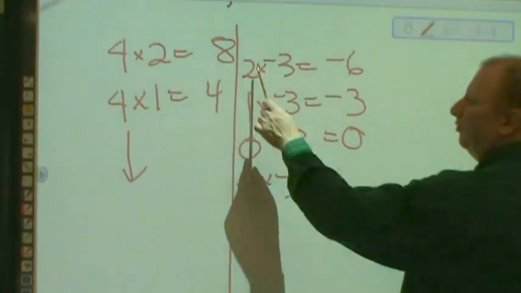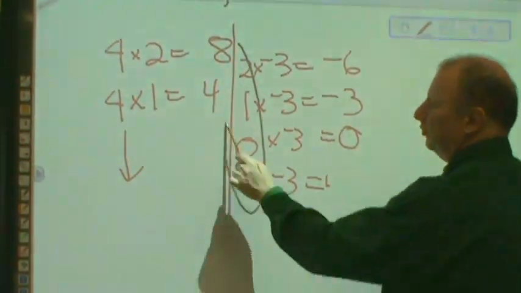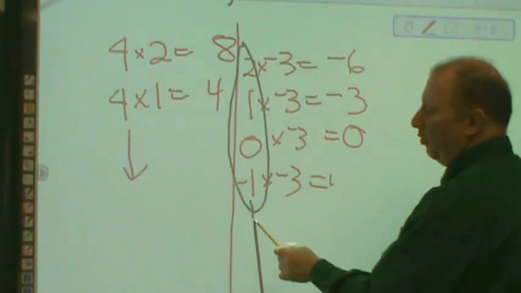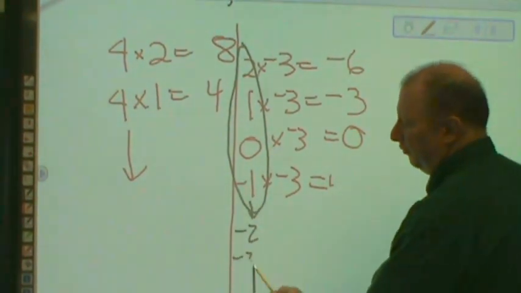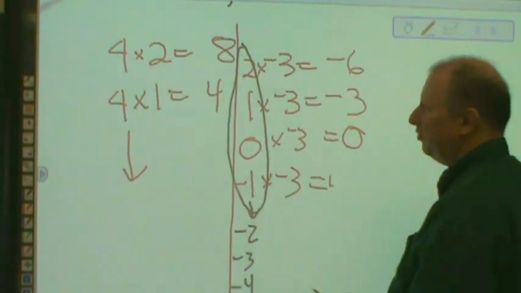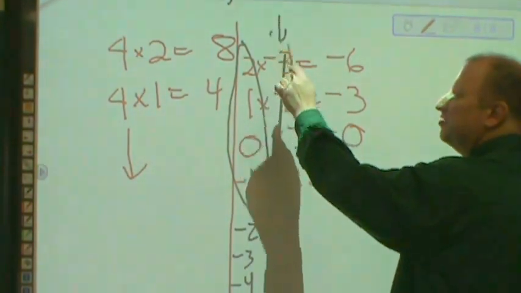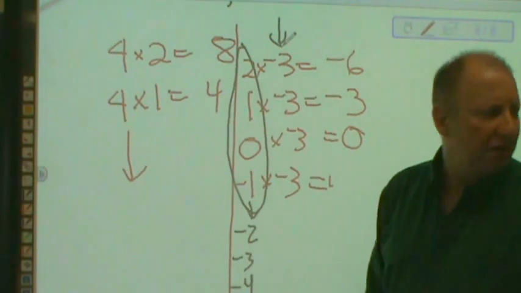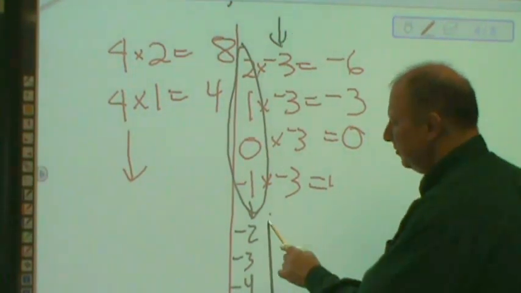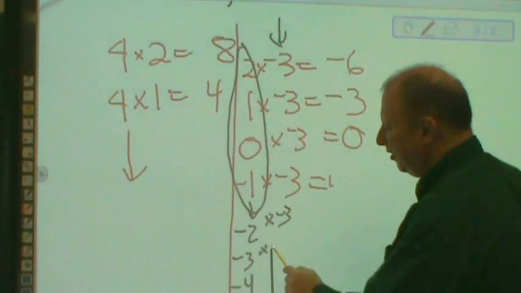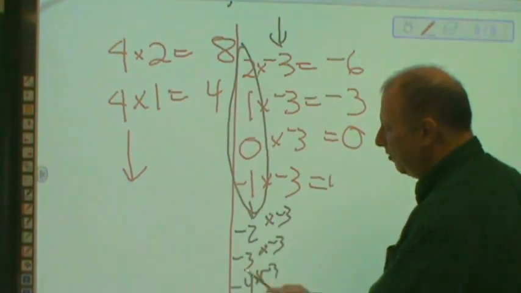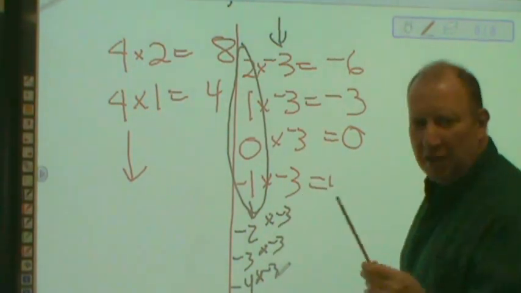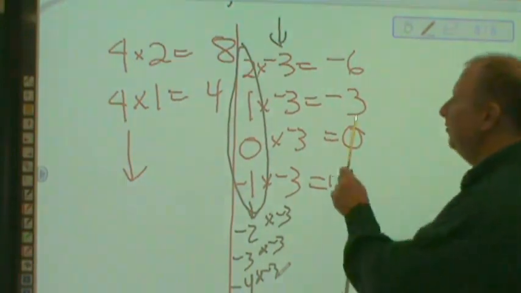Let's look at the pattern. What's happening here? We're decreasing by 1. So negative 2, negative 3, negative 4, so on and so forth. What's this pattern? Well, that pattern is a constant. So what I'm just doing is times negative 3, times negative 3, times negative 3. I'm just copying it.